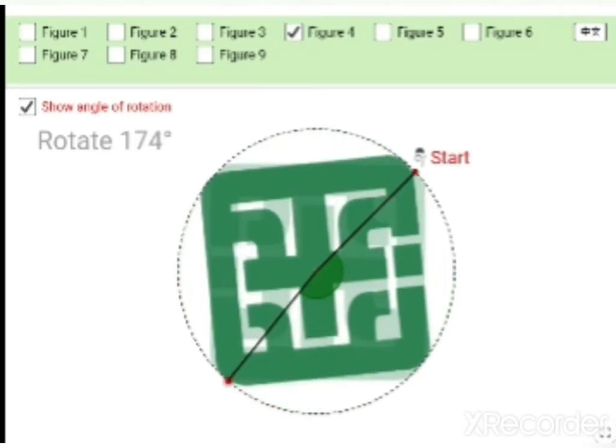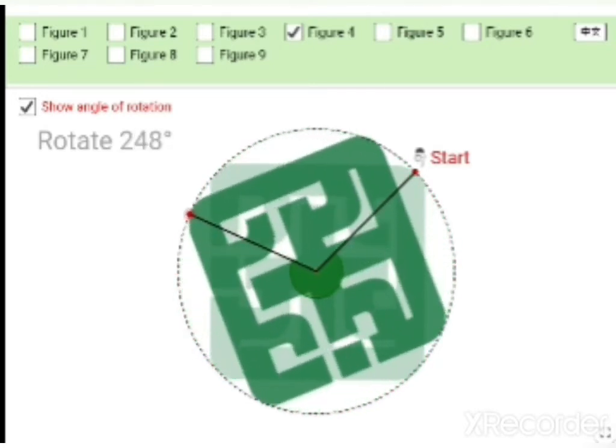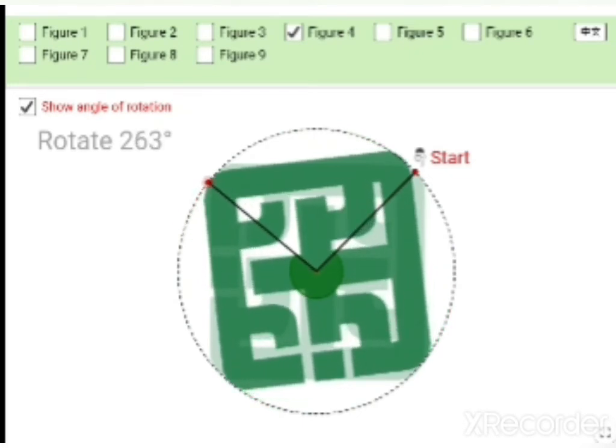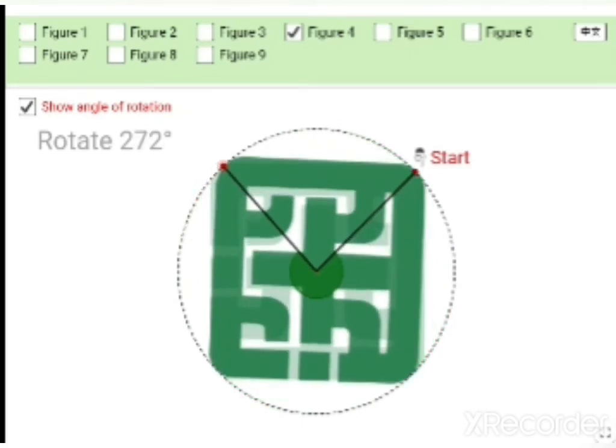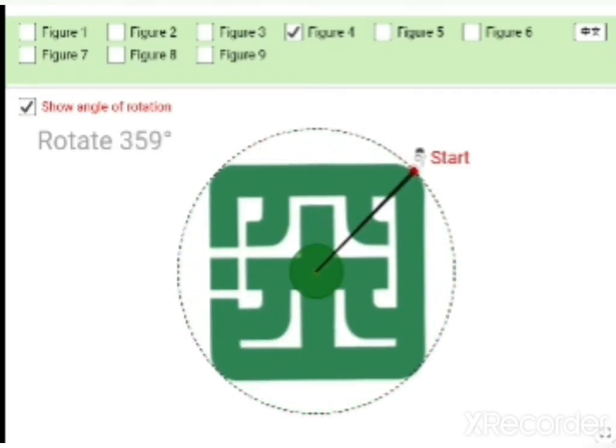At 180 degree also it is not looking the same. So here also it is not matching to the original thing. Now at 360 degree it is looking the same. That means it is looking the same only in its original position, and the order of symmetry of this figure is 1. When the order of symmetry is 1, that means it looks the same only in its original position, and this figure has no rotational symmetry.